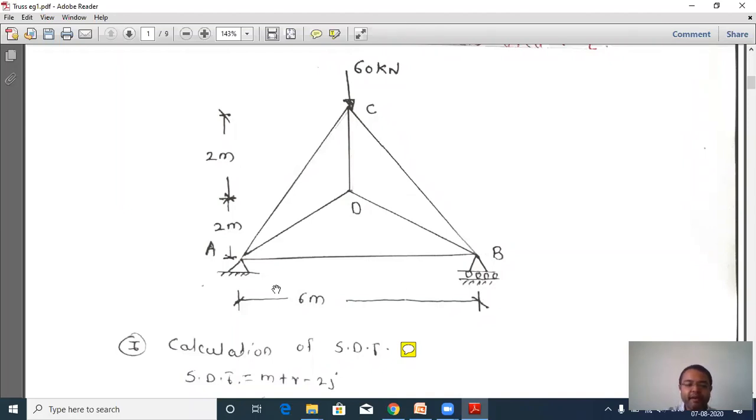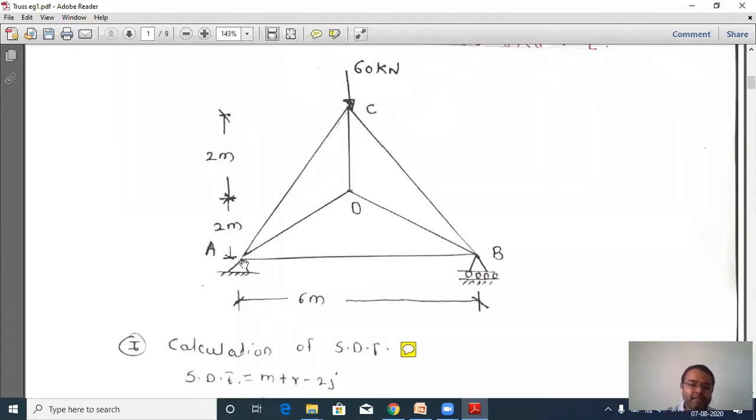So we just have to find reaction RA and reaction RB. Of course, by looking at the diagram, you can directly say this must be 30 and this must be 30, because the total truss given is symmetric in geometry, and also symmetric in loading condition. The load applied is perfectly at the center. So the applied load is 60, so reaction RA and reaction RB must each be equal to 30 kilonewton.